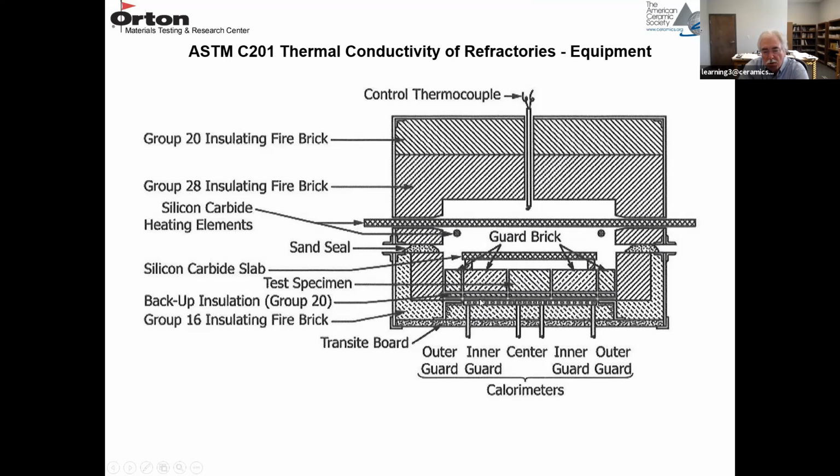Under the sample is the water calorimeter, and the center calorimeter is where you make your measurement. You have an inner guard on each side, and then the outer guard surrounds everything. You have a thermocouple to measure and maintain the temperature in the furnace at a constant temperature because it's steady state. And this is the silicon carbide plate I mentioned. The heat flows through the silicon carbide plate just to give a more uniform heat flow across the sample.